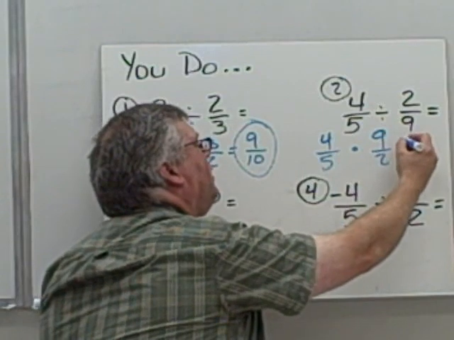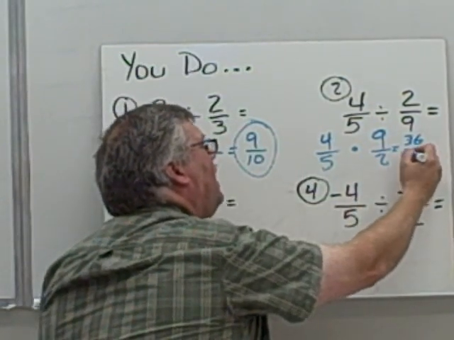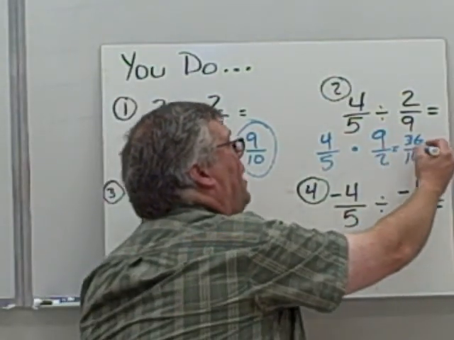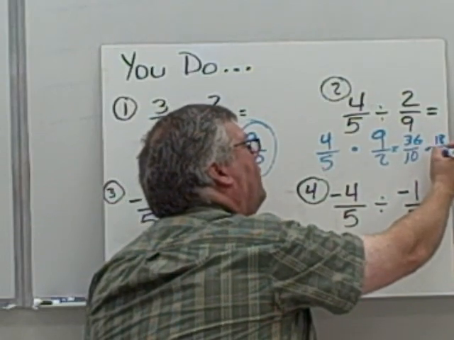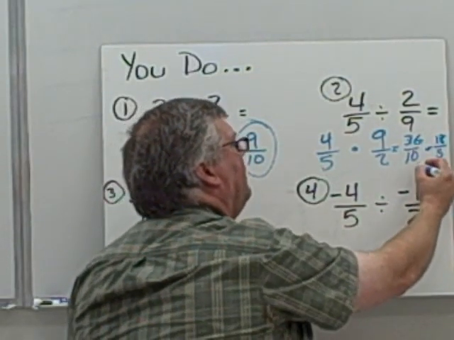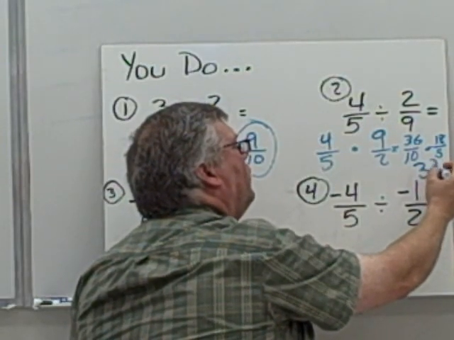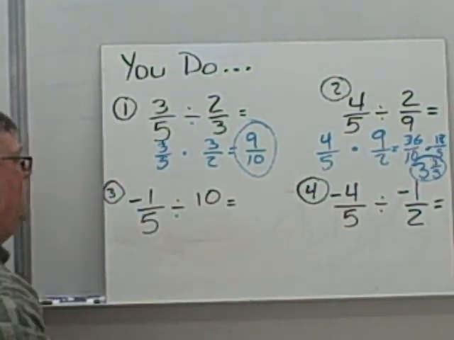Keep it, change it to multiplication, flip it. Top times top gives me 36. Bottom times bottom gives me 10. Both of those are even, so I know I can divide by 2, and I've got an improper fraction. But first I'm going to divide by 2. I get 18 over 5. 5 goes into 18 3 times with 3 left over. So I get 3 3/5 as my final answer.